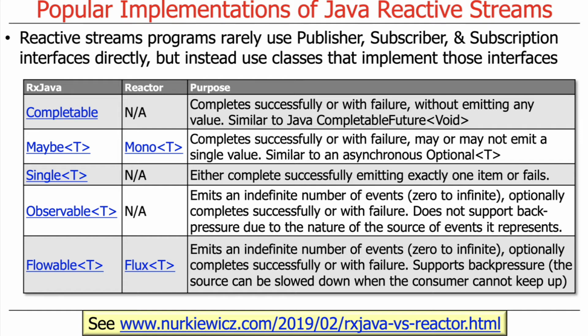It turns out in practice that you just about never use Publisher, Subscriber, and Subscription, those interfaces we talked about before from the Flow API. You just about never use those things directly at all. But instead, you use various classes that implement those interfaces. And we're going to talk about some of those implementations here in a second.